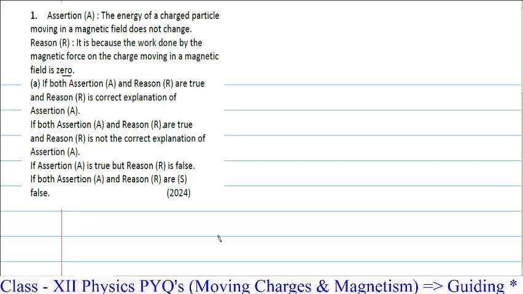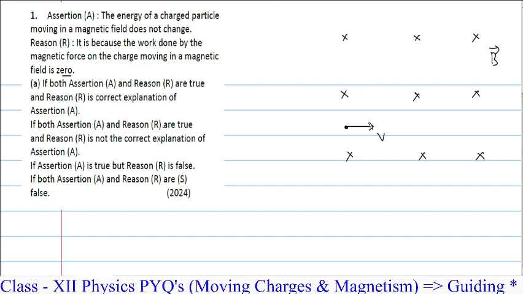In this particular question, assertion: the energy of a charged particle moving in a magnetic field does not change. So assume that this is a uniform magnetic field, and this uniform magnetic field is directed inward. The magnetic field is B, and suppose there is a charged particle which entered this uniform magnetic field with some velocity V. So due to this, what will happen?